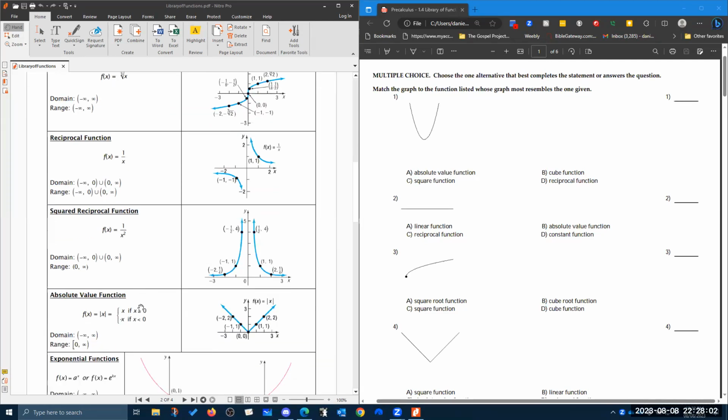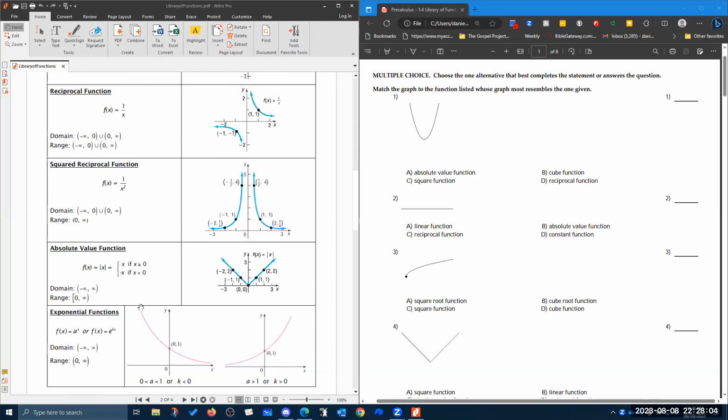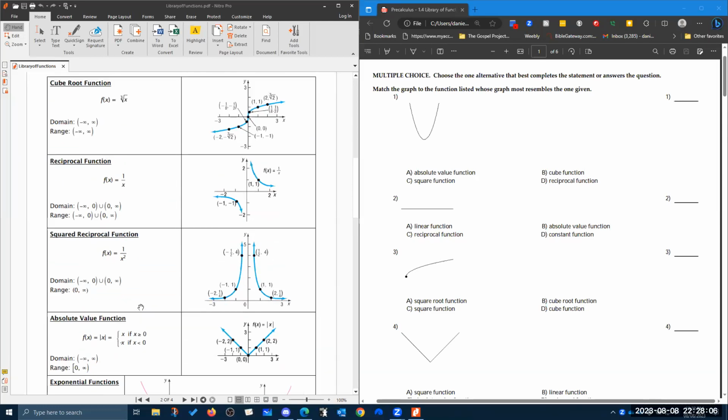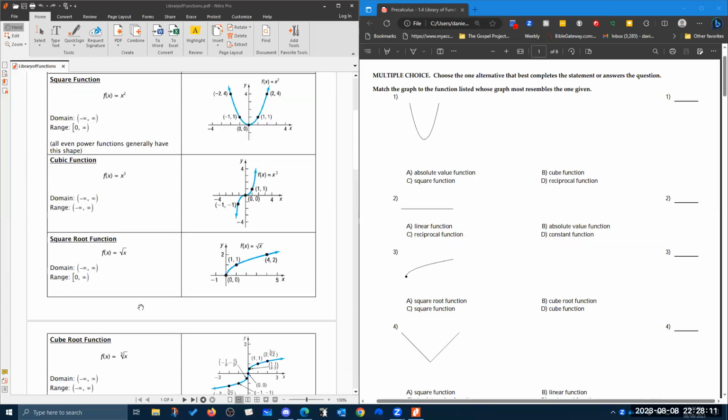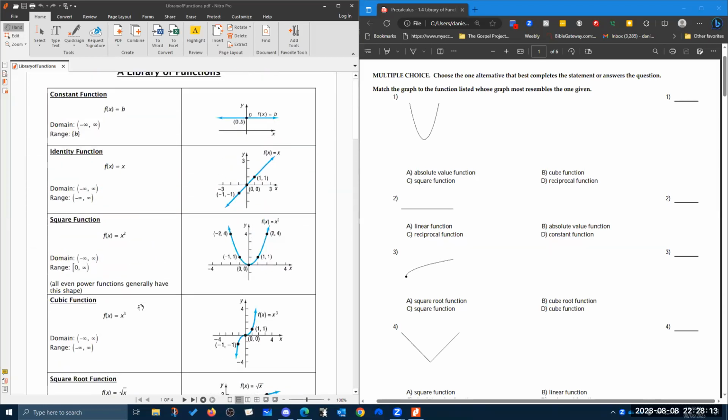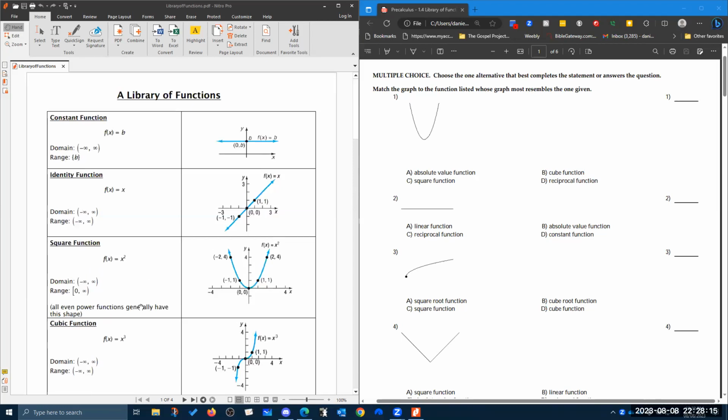We won't reach the exponential function or the logarithmic function right now in this lesson, nor will we talk about any of the trig functions or inverse trig functions right now. We'll get to those in later lessons. So let's go ahead and talk about these basic function types.